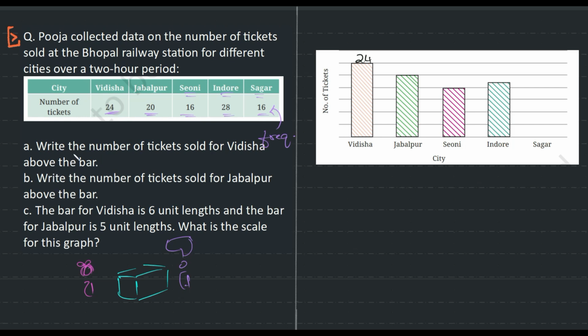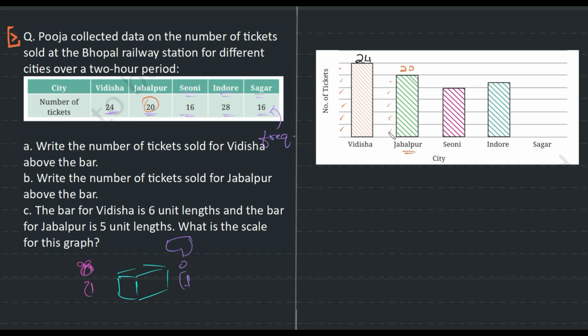Recapping, write the number of tickets sold for Vidisha above the bar. We wrote that. Write the number of tickets sold for Jabalpur above the bar. For Jabalpur, there are 20 tickets sold, so I'll write 20 over here. This is the bar graph. Now, the bar for Vidisha is 6 units in length. See, this bar length is 1, 2, 3, 4, 5, 6. It's 6 units long. And for Jabalpur, it is 5 units: 1, 2, 3, 4, 5.